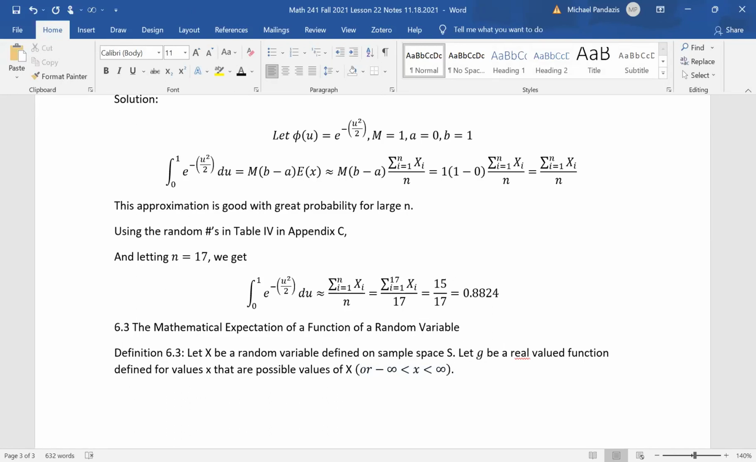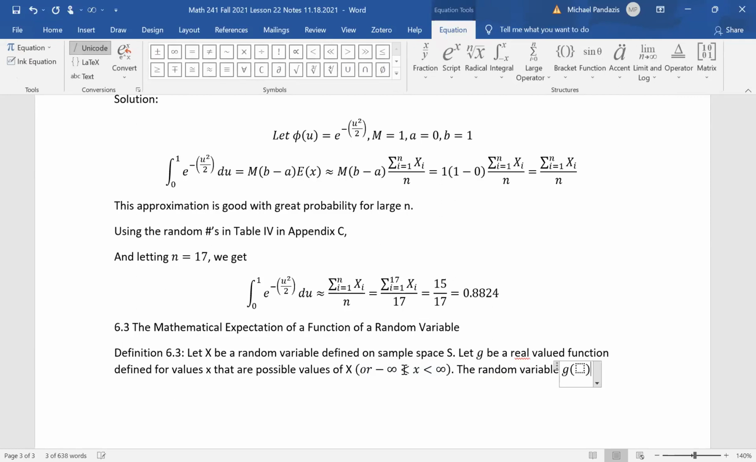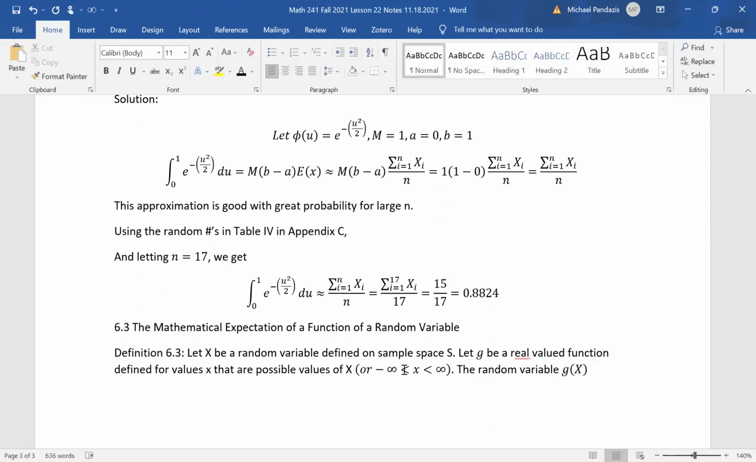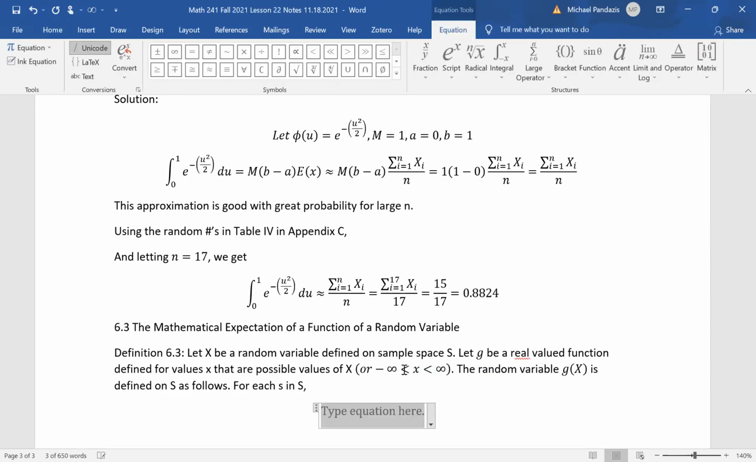Another way of describing possible values of x, a random variable. g of X is defined on capital S as follows. For each little s in capital S, g of capital X of s is equal to g bracket X, capital X of little s.